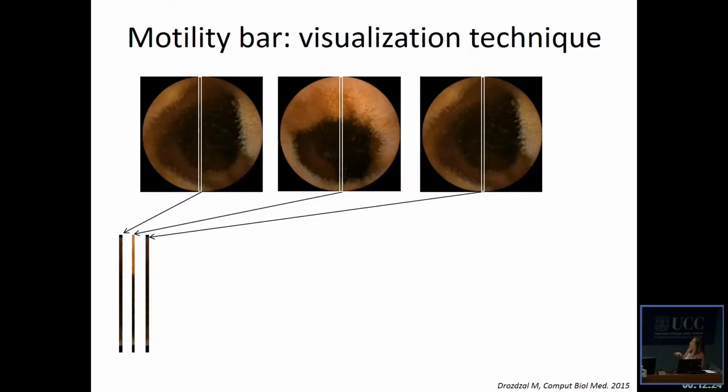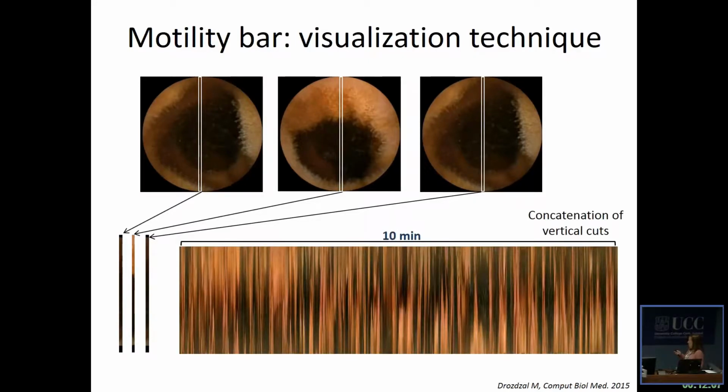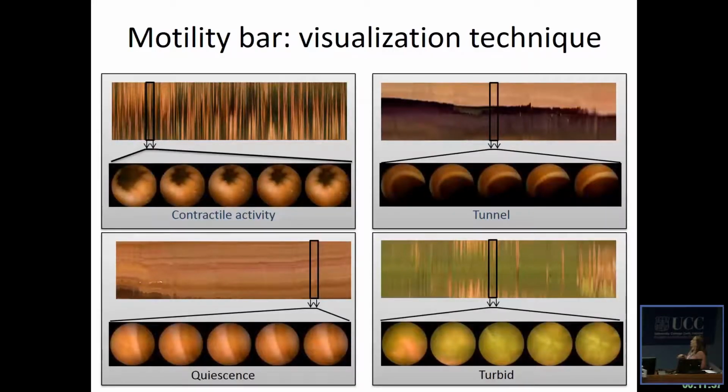So how do we construct this motility bar? We take one strip from each image. It's a 1 pixel wide strip, and we place these strips one after the other, and we get this kind of image. So this is 10 minutes of video seen in just one image. Okay? So some examples of these features that we've told you about before.